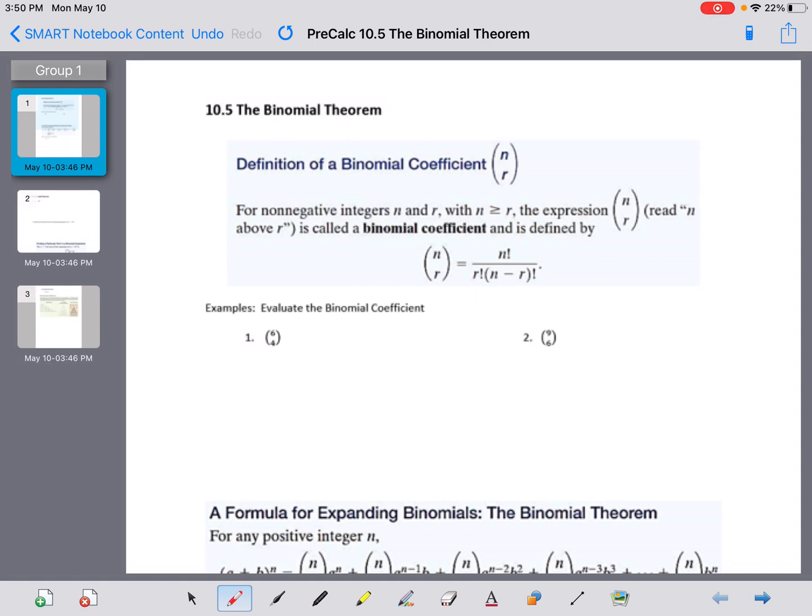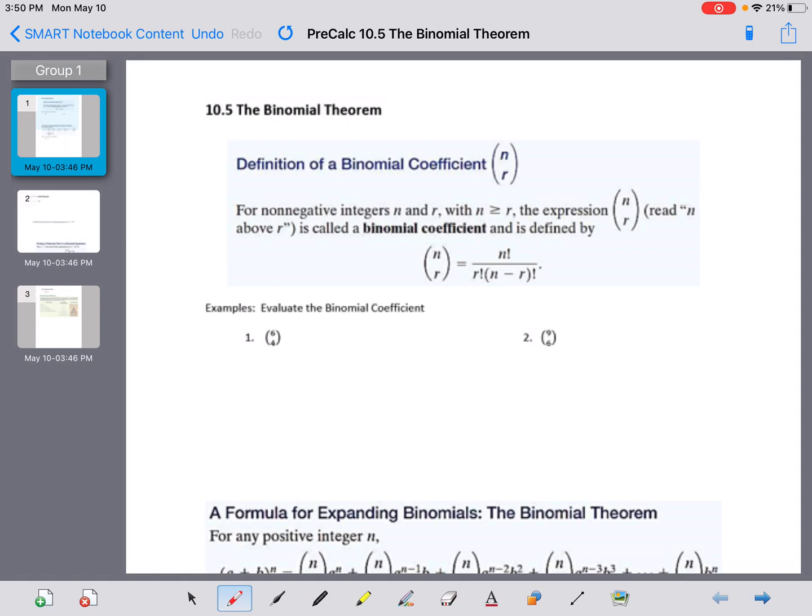So we read this as, number one, they're non-negative, okay? And n always has to be bigger than r, and we're going to find that that should always be true with what we're working with. We read it n above r. It's a binomial coefficient. And you'll see that we have a formula for how we find this. It's n factorial over r factorial times n minus r factorial, or the difference of the two, okay?